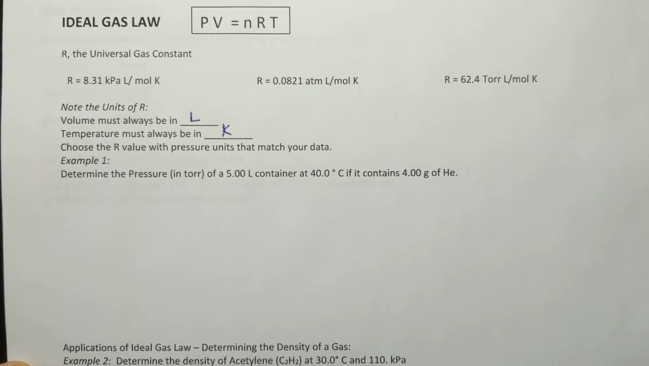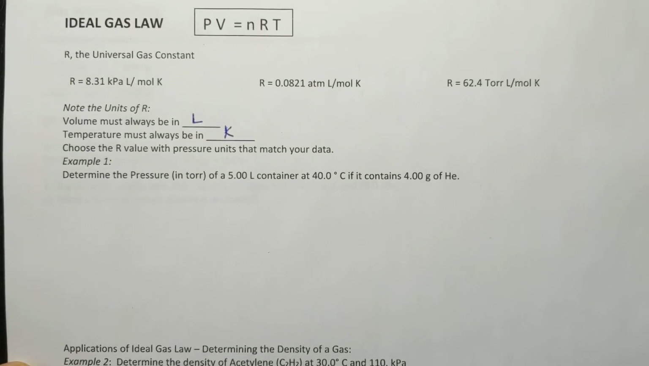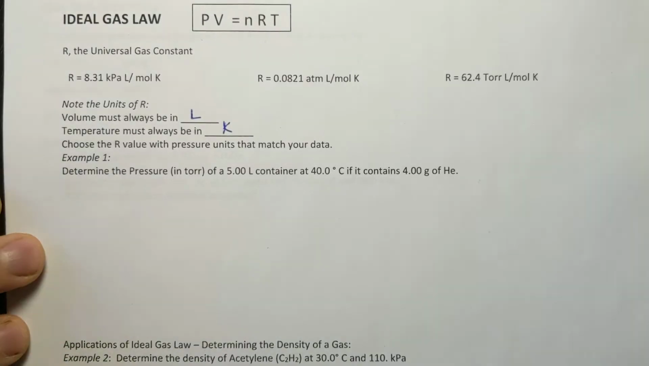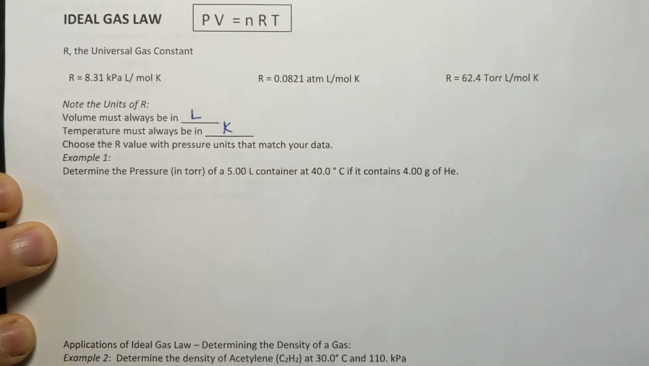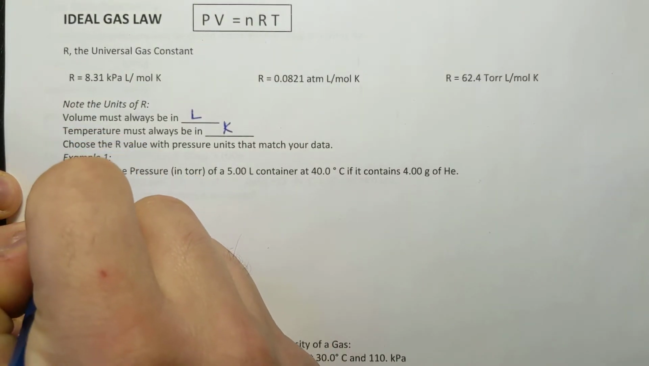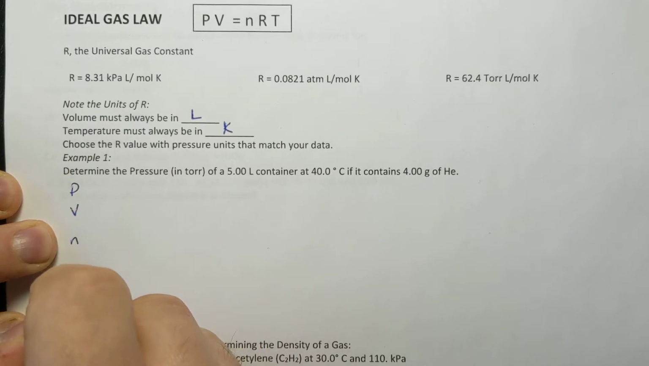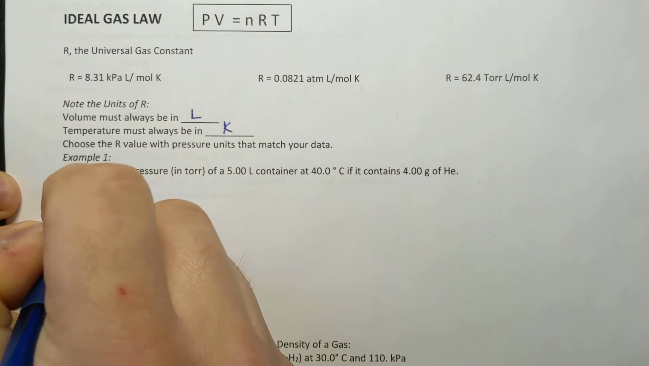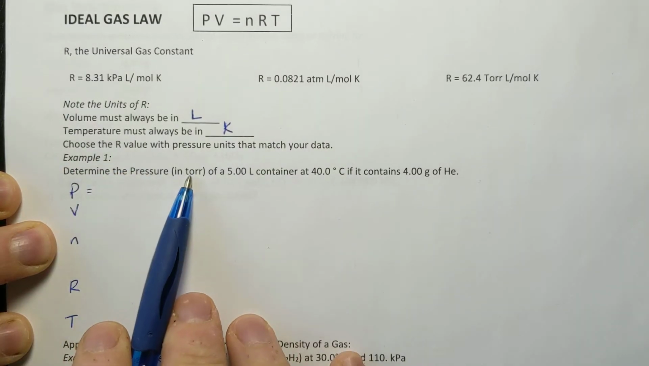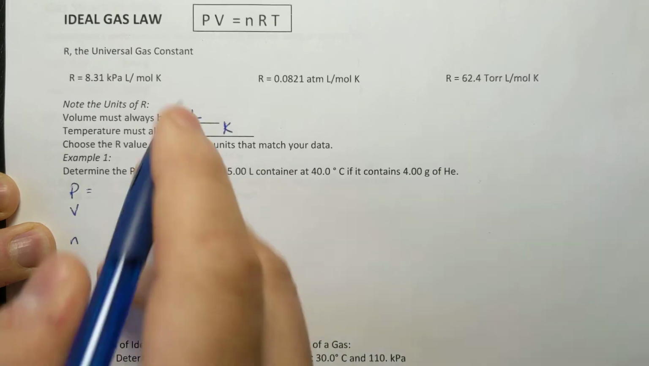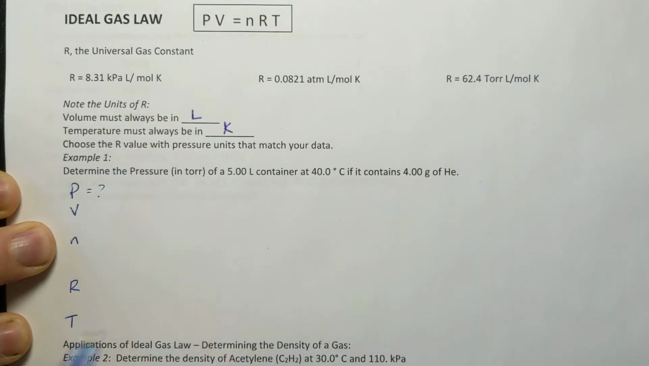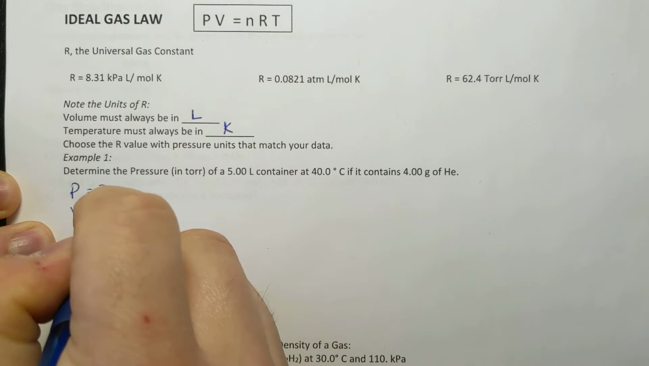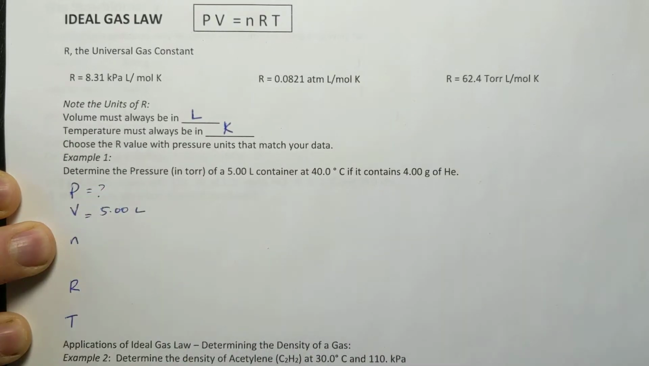So we'll jump into the first example, which is: determine the pressure of a 5 liter container at 40 degrees Celsius if it contains 4 grams of helium. So what I'm going to do is take what I have in this question, so P, V, N, R, and T. Pressure I don't know, and it's asking for it in torrs, so we're going to find out what the pressure is. We have 5 liters, so that's the volume. It's a 5-liter container.